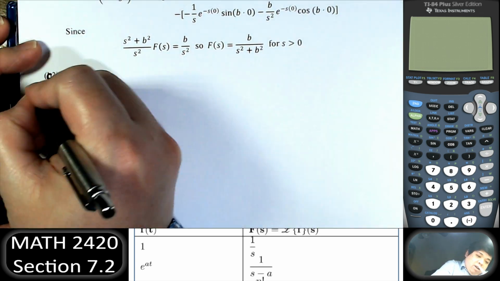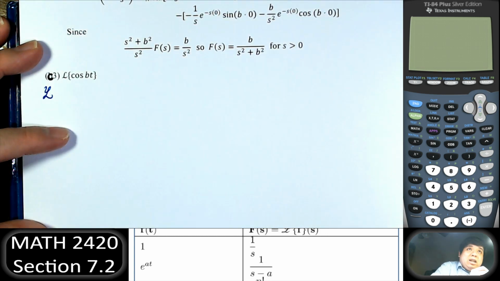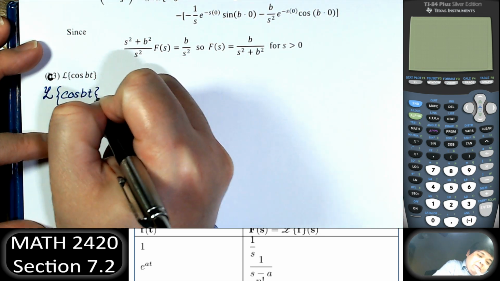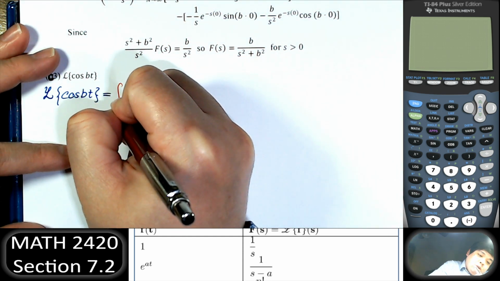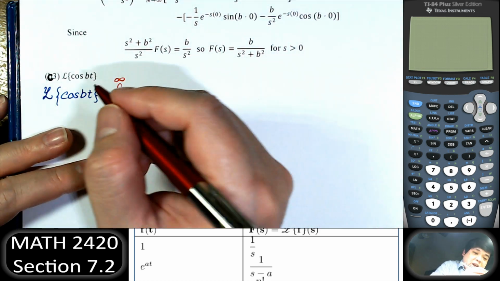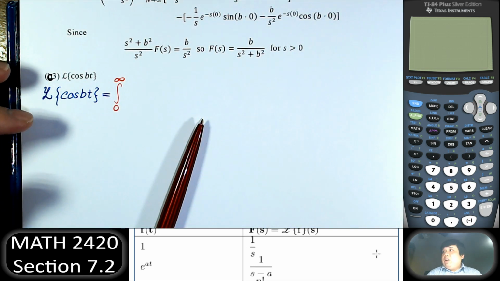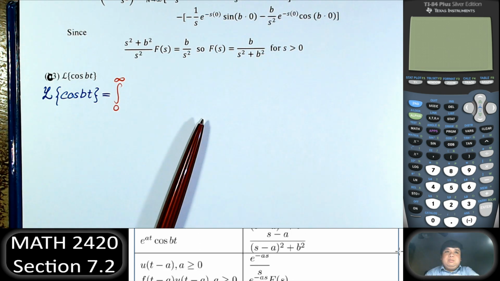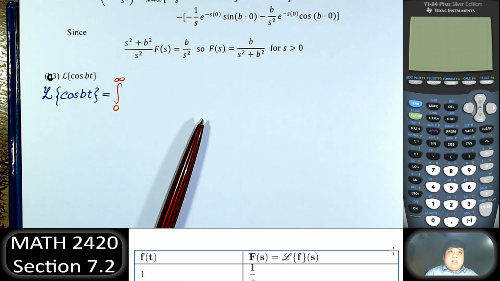Now we have the Laplace transform, once again the script L, written like that, of cosine bt. The definition of the Laplace transform is the integral from 0 to infinity. By the way, we only do the definition the first time we learn about the Laplace transform. When we get used to it, we can just use the table over there. So have the table ready when you take the test.